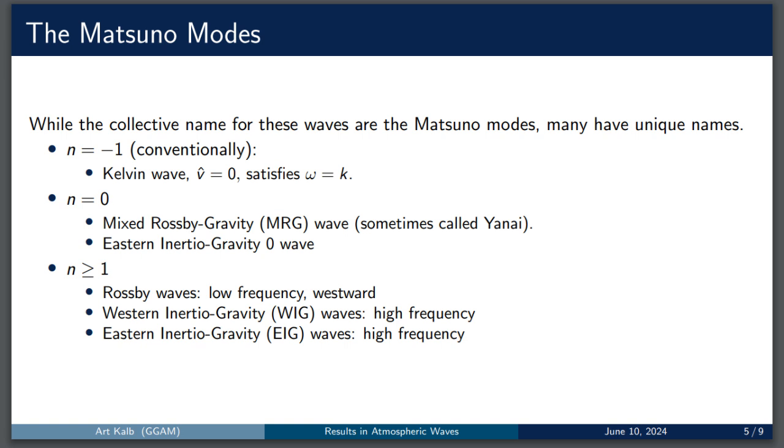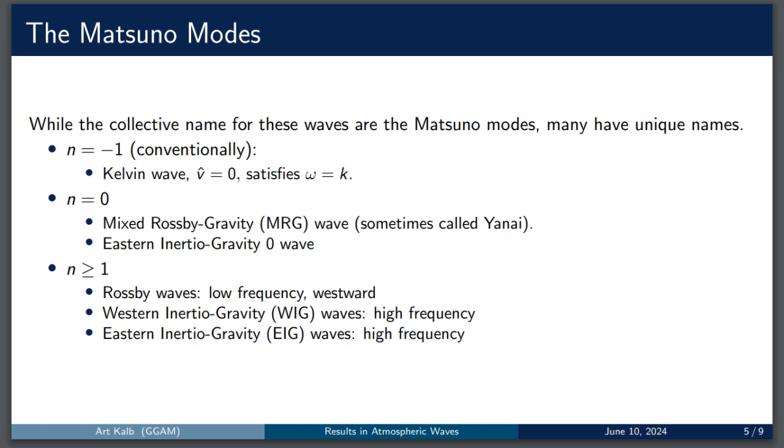The first is the Kelvin wave, which represents a trivial solution to the v equation and gets labeled with the integer n equals -1 because of its meridional structure. This wave satisfies the dispersion relation omega equals k, which physically means that it moves eastward at a speed of about 50 meters per second. The n equals 0 case is also special because it only has two physical solutions, the mixed Rossby gravity or Yanai wave and the 0th eastern inertial gravity wave.